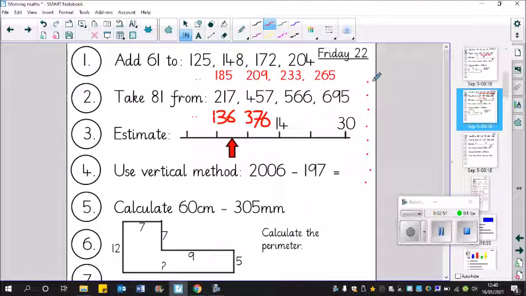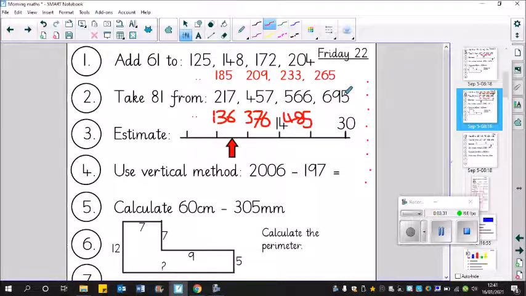566. So take away, don't forget these are in tens, so 566, 556, 546, 536, 526, 516, 506, 496, 486. So 4, 8. Now the next digit would be a 6, but don't forget we're taking away an extra 1, so therefore the digit is a 5.